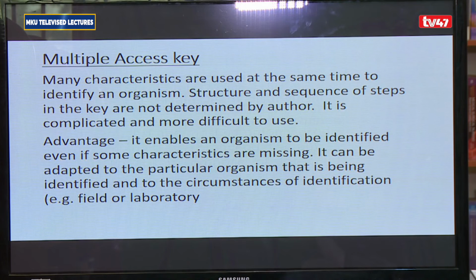Multiple access key. We call it multiple access key because many characteristics or features are used at the same time in identifying the organism. So you'll find here, because you're using many characteristics at a go, the structure and sequence of this particular key is not predetermined, so it is not determined by the author.